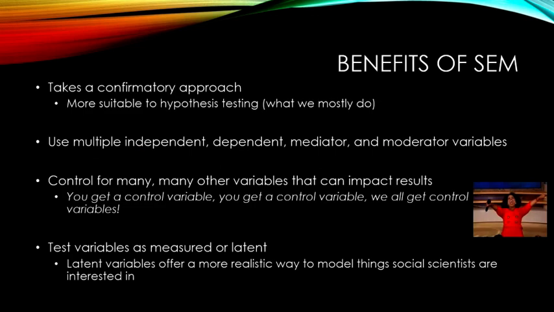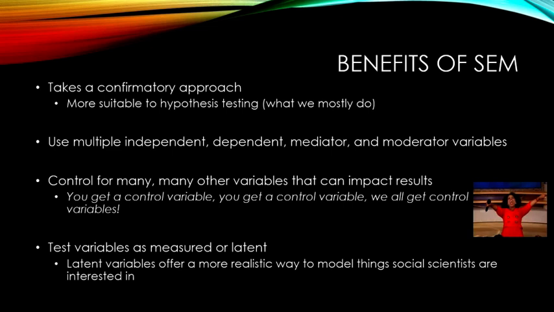So benefits of SEM: one, it takes a confirmatory approach rather than an exploratory approach. And today in social sciences, most of what we're doing is confirmatory. We're saying, here is what our hypothesis is. Now let's confirm that this works. We can use multiple independent, dependent, mediator, moderator variables. We can control for many, many other variables that can impact results. So, however many control variables you want, as long as you have the power, you have enough participants, you can have those in there.